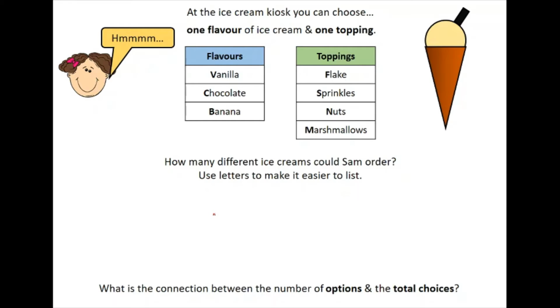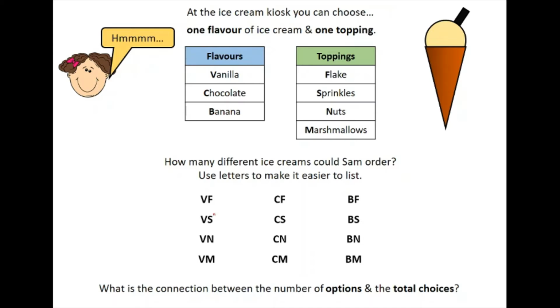Okay, here is my list. Vanilla flake, vanilla sprinkles, vanilla nuts, vanilla marshmallows. Here's all the chocolate options, and here's all the banana options. And you'll notice I've done all the vanillas in one list, all the chocolates in another, all the bananas in another. That just makes it a little easier to make sure that I don't miss any.